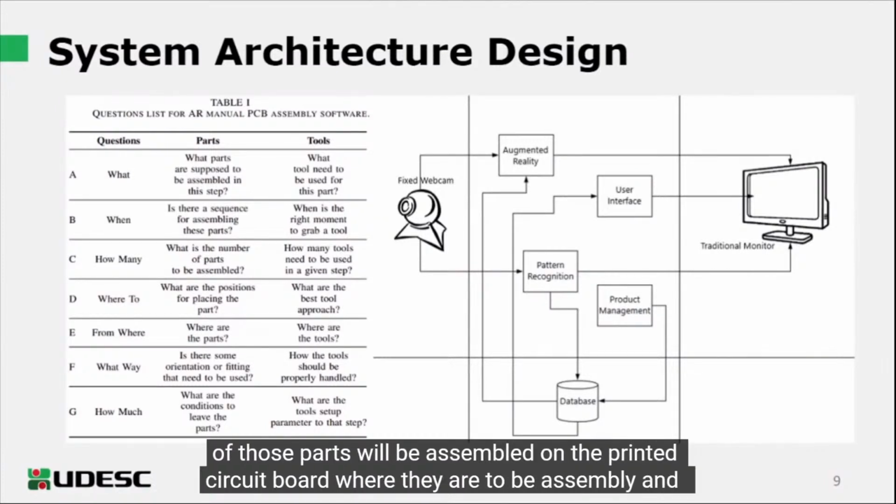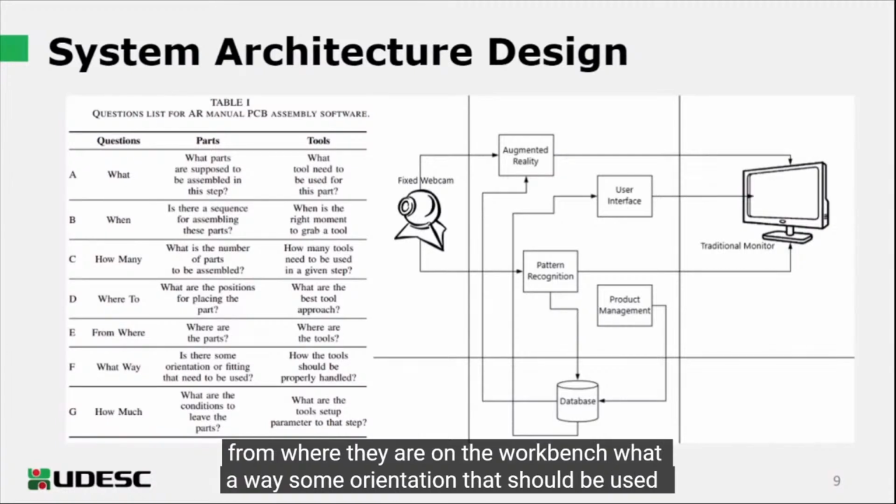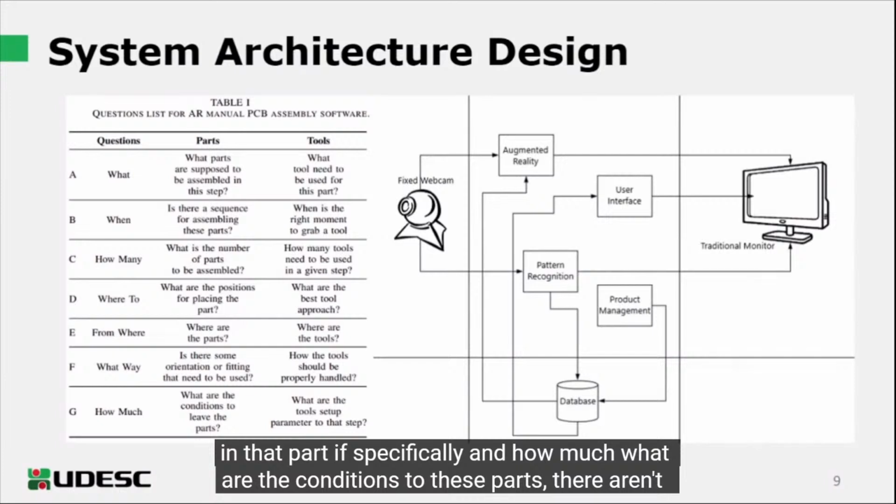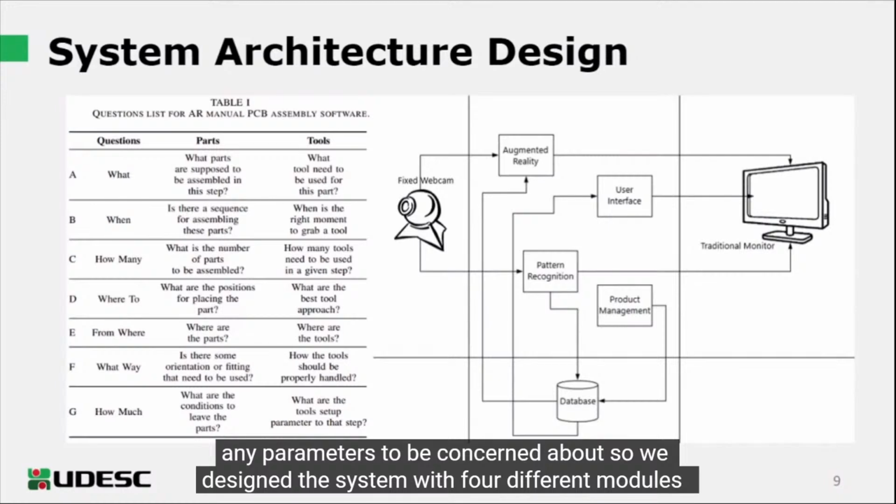parts will be assembled on the circuit board, where they are to be assembled, and where they are on the workbench, what orientation should be used for that part specifically, and what are the conditions for these parts. Are there any parameters to be concerned about?